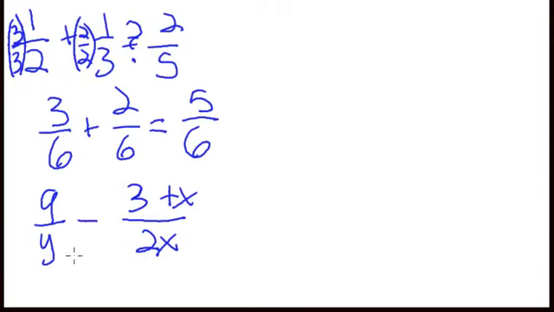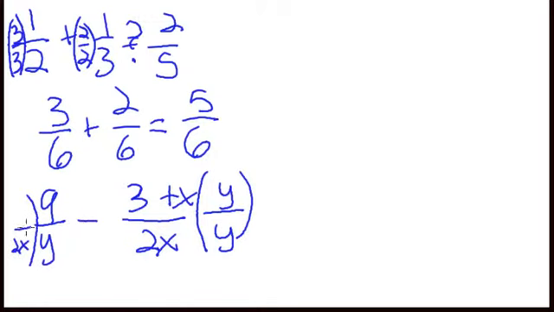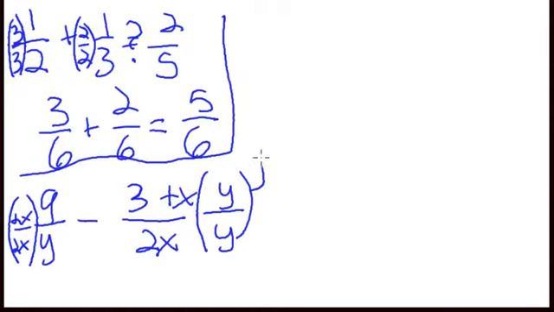Can I multiply y by something to make it into 2x? No, not really. So I'm going to have to multiply these both by something. I'm going to wind up having a common denominator of 2 times x times y. To get this to be 2xy, I need to multiply this by y, and therefore the top by y as well. And here I need to multiply the numerator by 2x. Alright, so I'm going to block this off and bring my work up here.